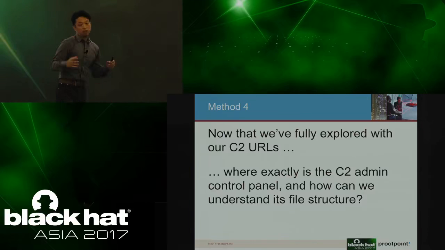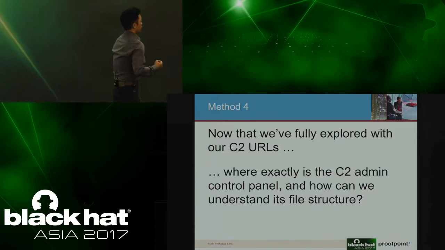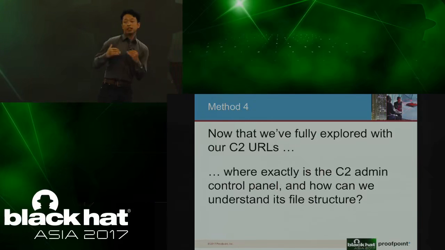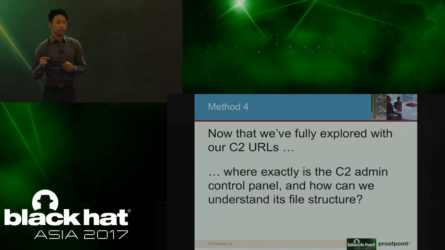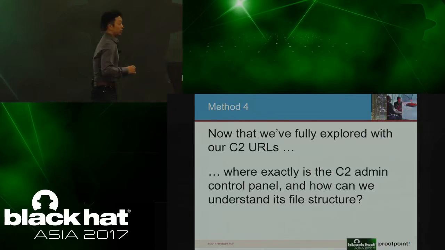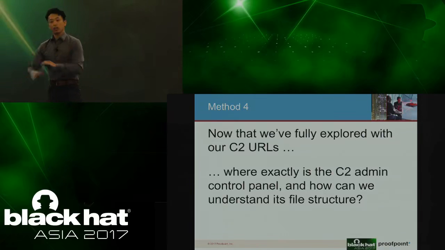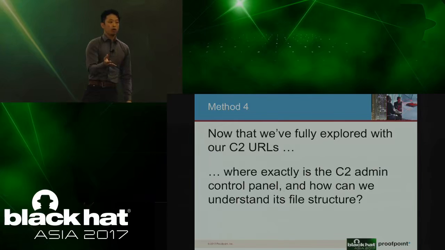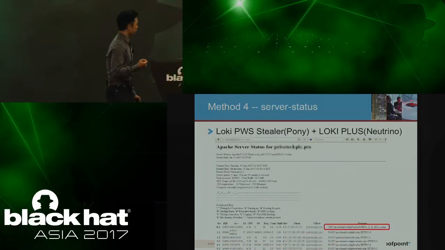Method 4, all right? So now we've fuzzed all these URLs. We found open directories. We found command and control panels. We found web shells. But if at this stage you haven't identified what the exact URL of the command and control panel is, then you would have to start to understand the file structure, right? So we're not that lucky. We couldn't find where their command and control panel URL is, and we're going to have to do a little bit more work. We're going to have to understand their file structure.